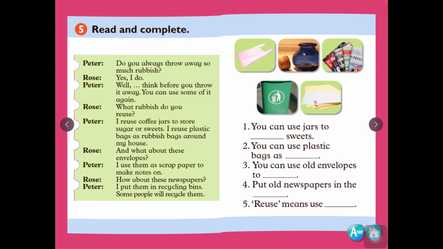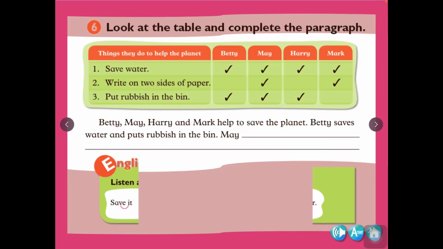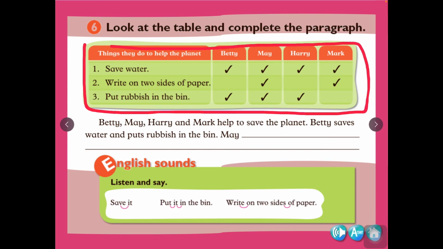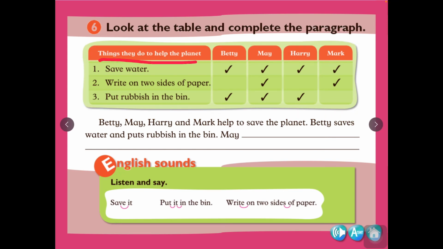I will check your book once you take a picture of your answer. Okay, I hope you take a picture and I will check it one by one. Next we go, look at the table and complete the paragraph. So now look at the table. We have here the table. So look, things they do to help the planet. So we have Betty, May, Harry, and Mark.